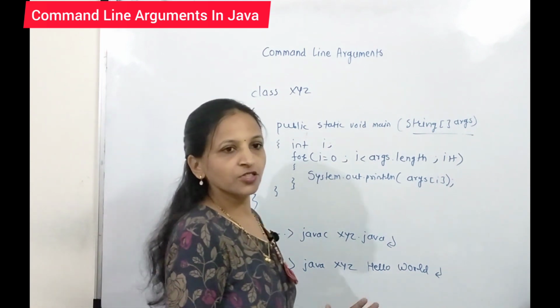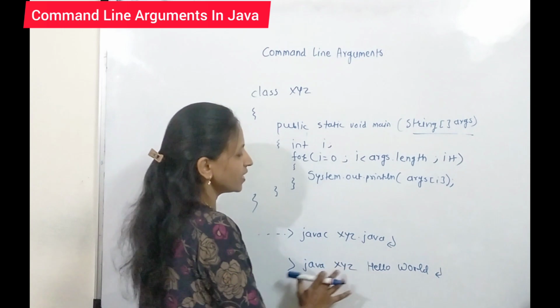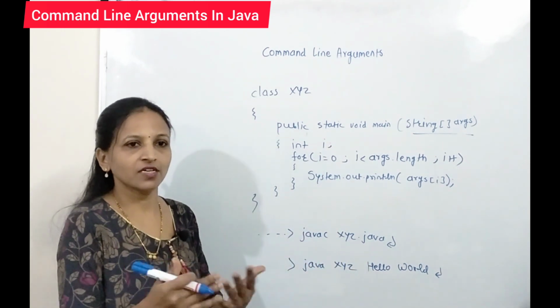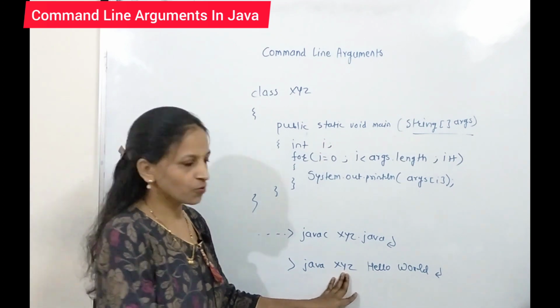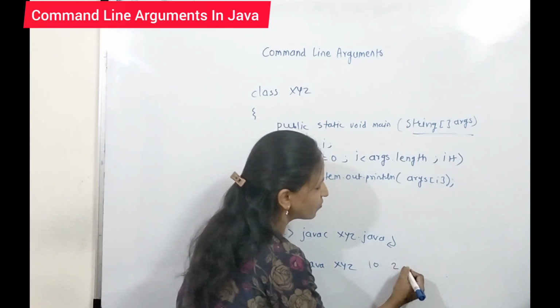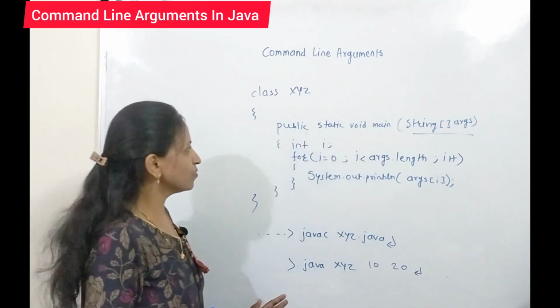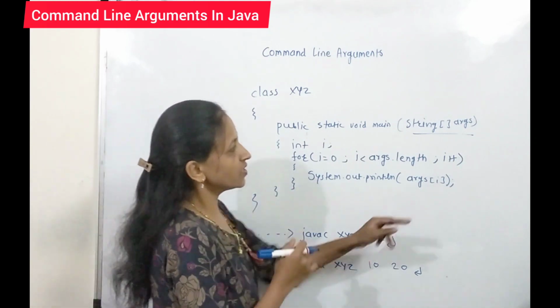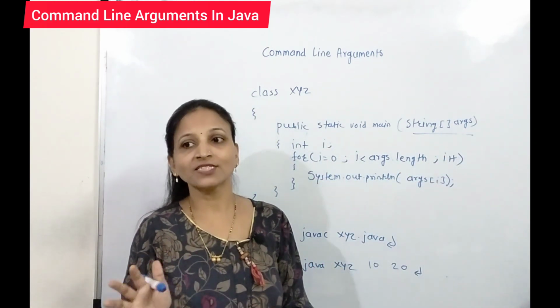I want to do addition of two integers using command line arguments. Then how to do it? See, while executing this program I will just enter two integers. First, this is compulsory, only here instead of strings we will pass two integers. Let's say I am passing 10 and 20, and here the addition equals 30. Now how to do this using command line arguments? See, here args will hold these values, but in the form of strings.